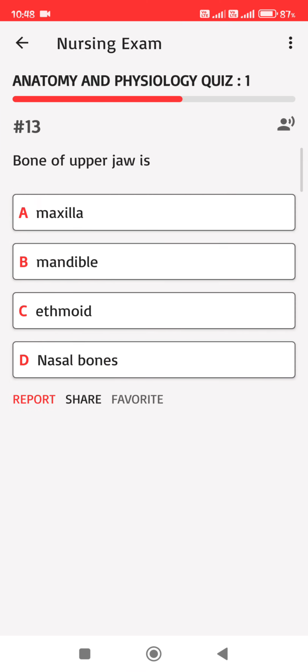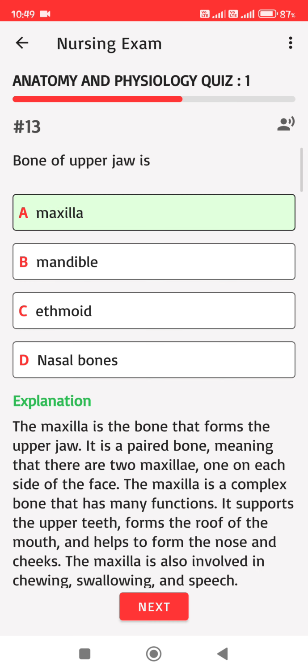Bone of upper jaw is A. Maxilla, B. Mandible, C. Ethmoid, D. Nasal bones. Correct answer: A. The maxilla is the bone that forms the upper jaw. It is a paired bone, meaning that there are two maxillae, one on each side of the face. The maxilla is a complex bone that has many functions. It supports the upper teeth, forms the roof of the mouth, and helps to form the nose and cheeks. The maxilla is also involved in chewing, swallowing, and speech.